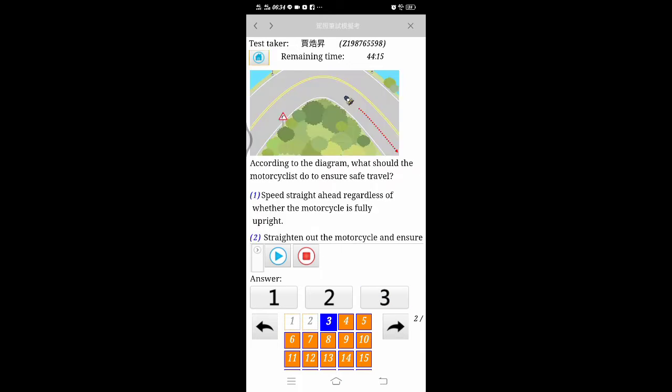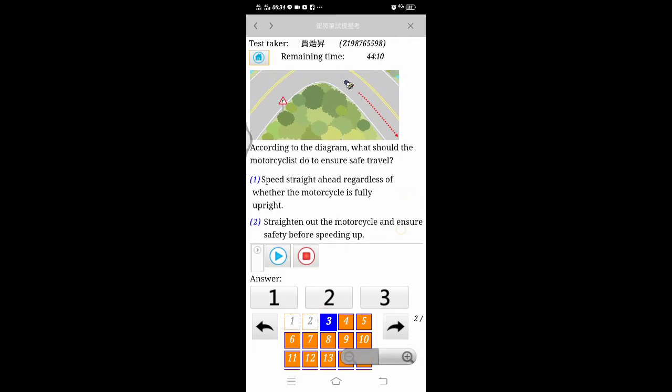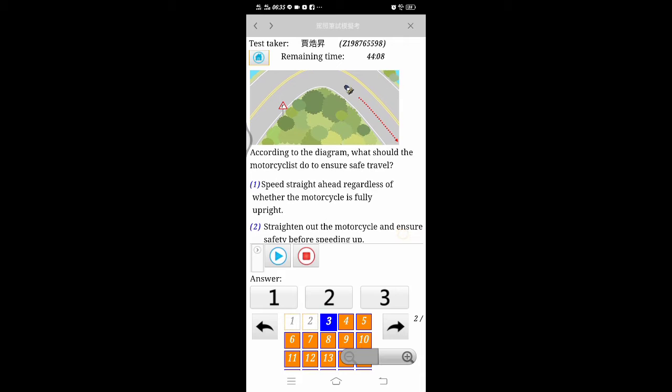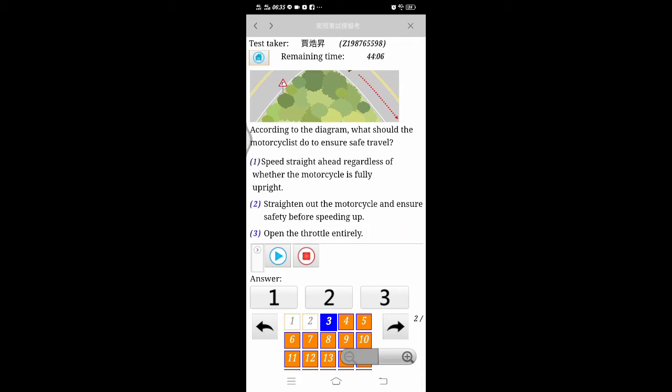3. C. According to the diagram, what should the motorcyclist do to ensure safe travel? 1. Speed straight ahead, regardless of whether the motorcycle is fully upright. 2. Straighten out the motorcycle and ensure safety before speeding up. 3. Open the throttle entirely.